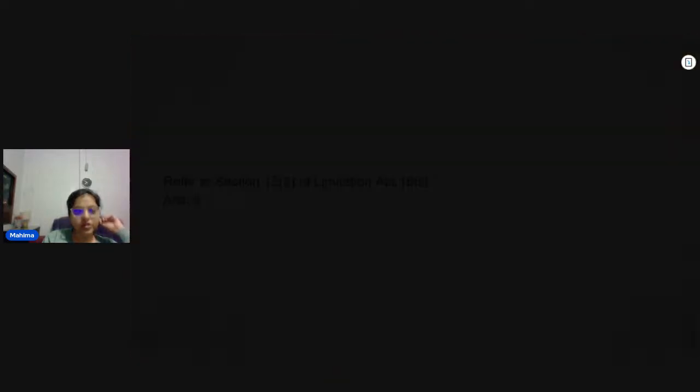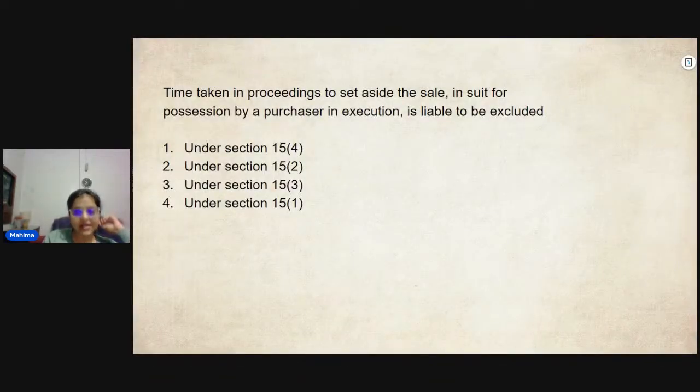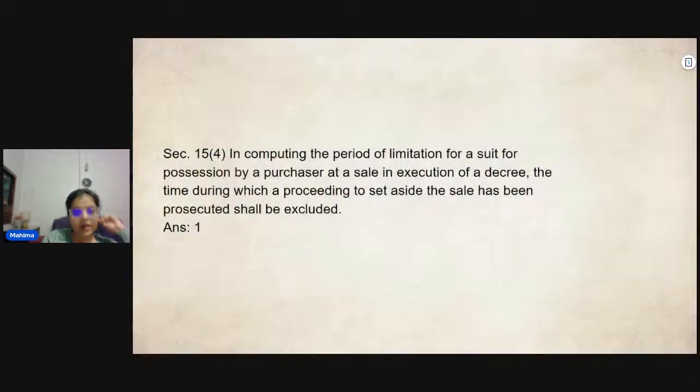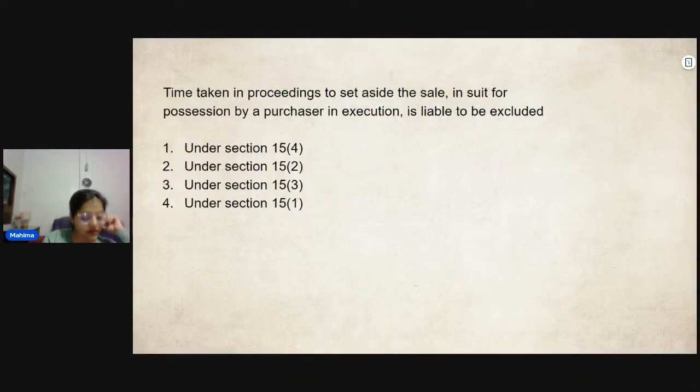This is also a repeated question. Time taken in proceedings to set aside the sale in a suit for possession by a purchaser in execution is liable to be excluded under Section 15 Clause 4, 15 Clause 2, 15 Clause 3, or 15 Clause 1? Yes, it is option number 1, and it is excluded under Section 15 Clause 4.